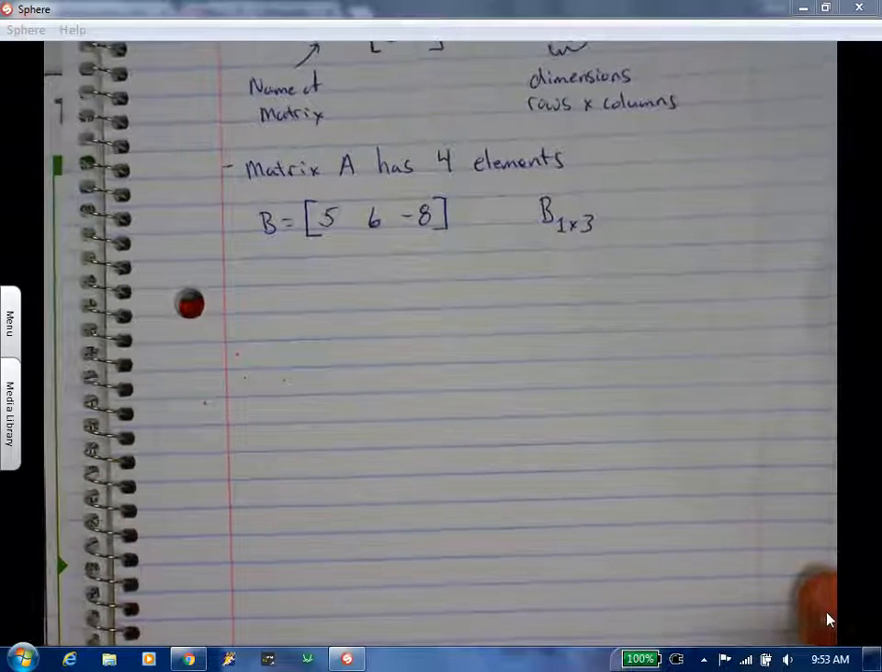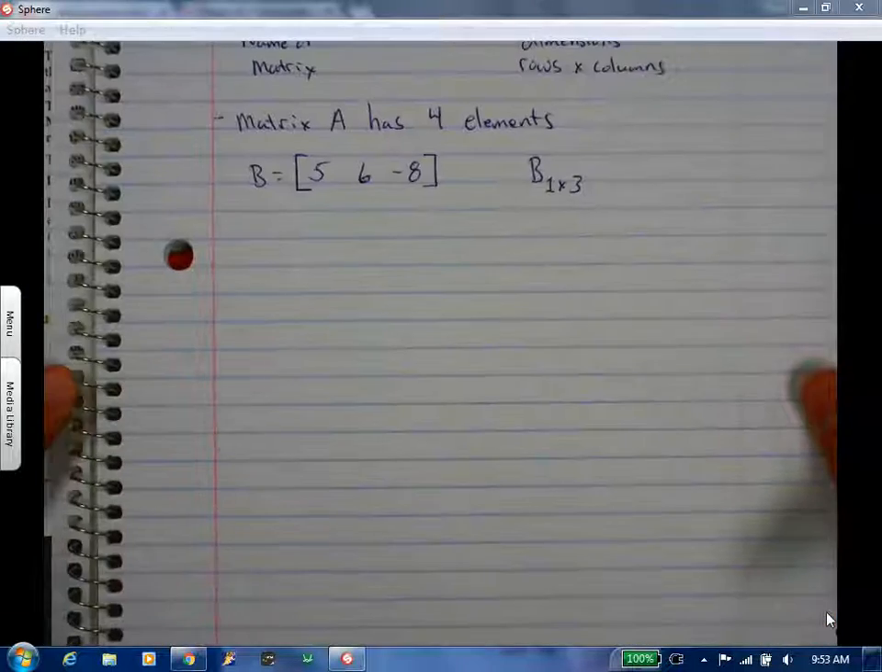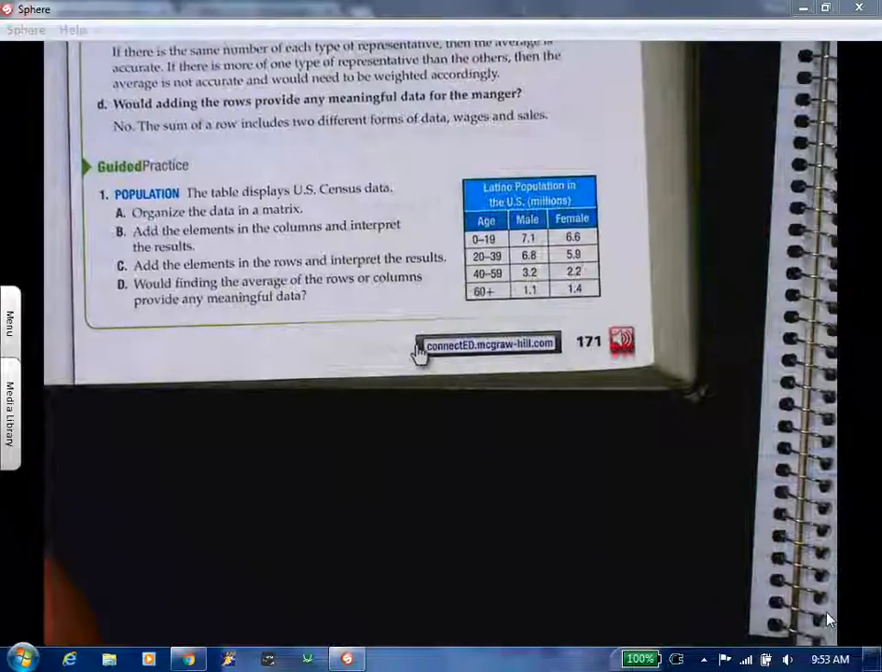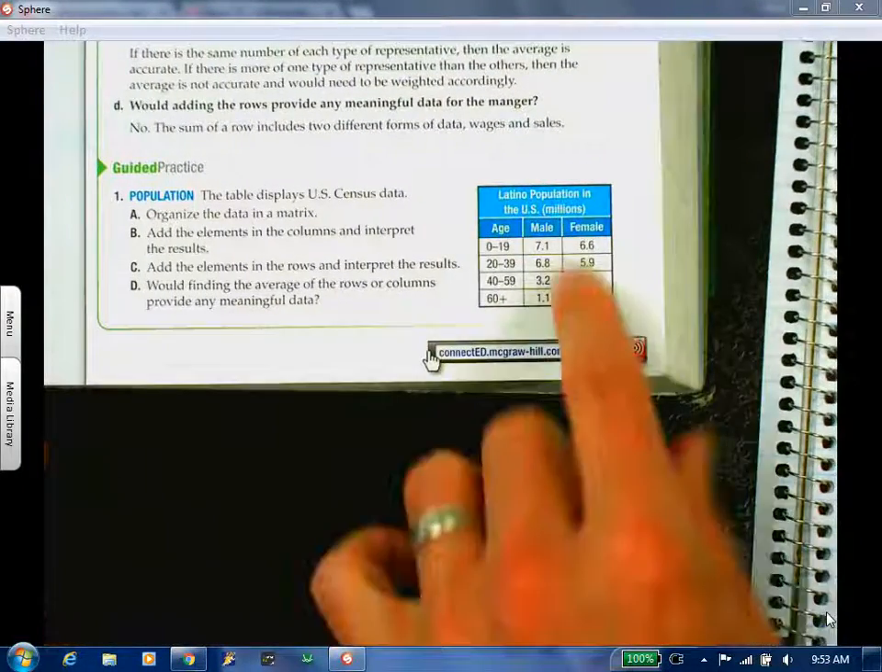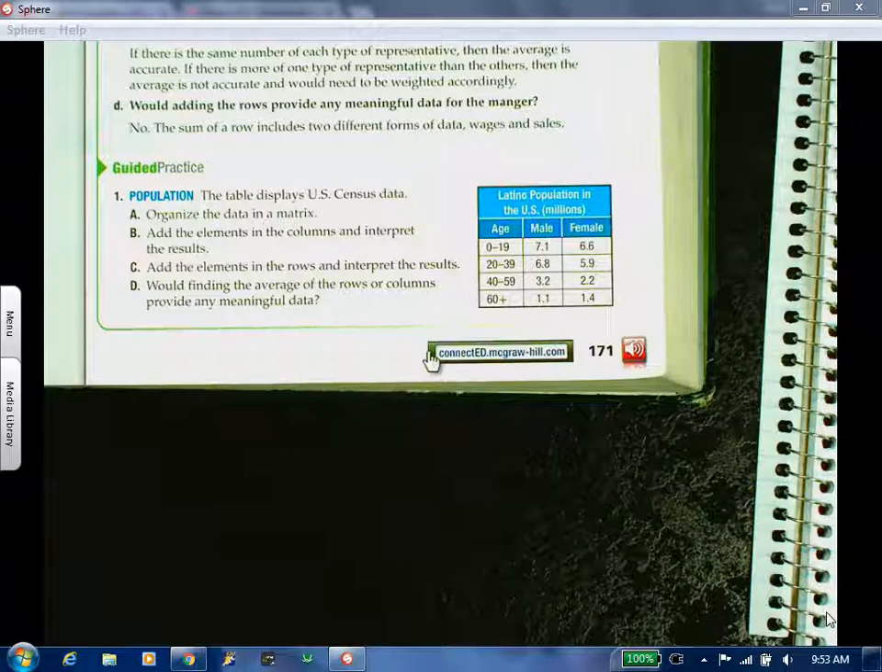So one thing you can use these for is just the presentation of information. Here's an example. They've given us a table, and they just say to organize the data in a matrix. The relationship between a table and a matrix is not very different. You're just not going to be making a table. Okay.